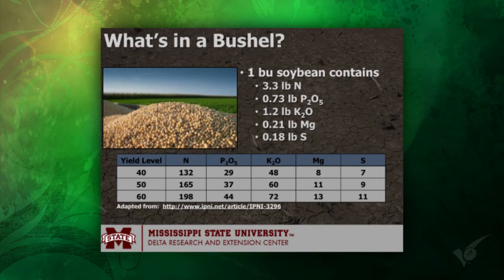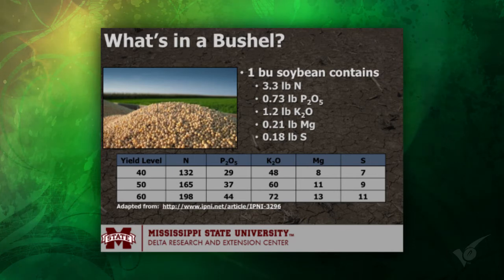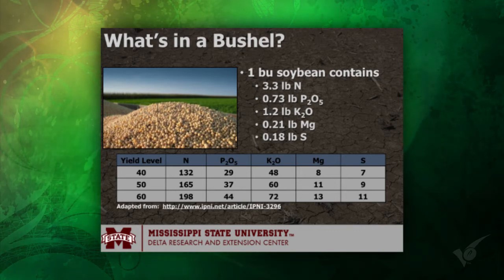Basically, this is the average across the United States of what a soybean plant removes. All right, so you see about 3.3 pounds of nitrogen per bushel, 1.2 pounds of K2O, and 0.7 pounds of P2O5. Doesn't sound like a lot till you put it on a yield level basis, okay? If you're growing 60 bushel soybeans, you're removing almost 200 pounds of N, 44 units of P2O5, and 72 units of K2O. Okay, keep in mind this is national average.